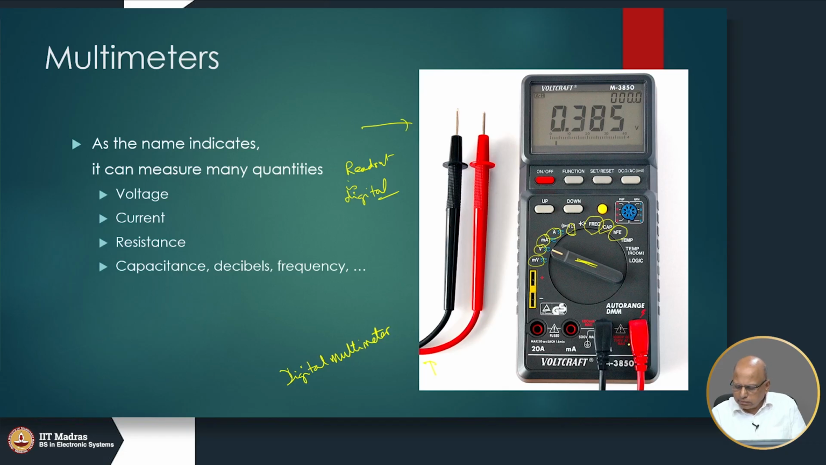And it also shows that this can go up to 20 amperes. There is a maximum current that it can measure. If you pass more than that, you may damage the meter.